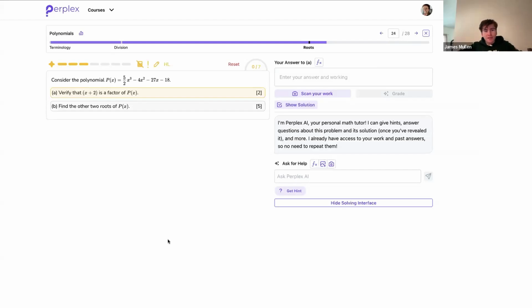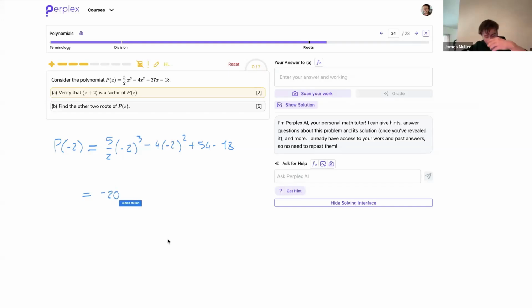So in part A, I'm asked to verify that x plus 2 is a factor of p of x. So x plus 2 is going to be a factor if p of -2 were equal to 0. So let's check. P of -2 is 5 over 2 times -2 cubed minus 4 times -2 squared, -27 times -2 is plus 54, minus 18. Okay, the -2 cubed is -8. So that's going to give me 5 over 2 times -8, which is -20.